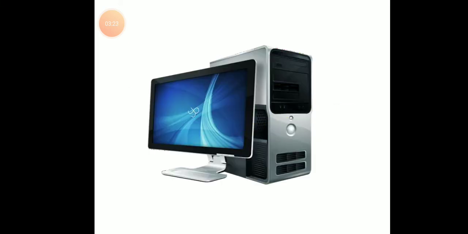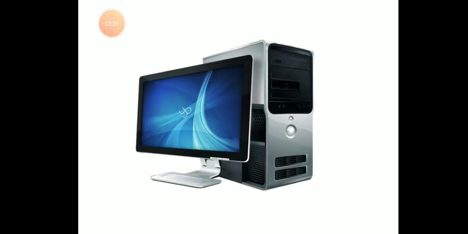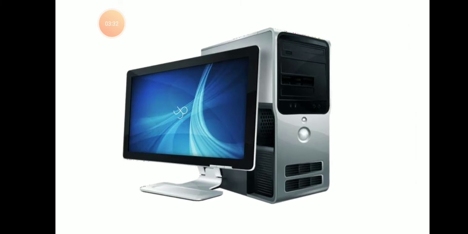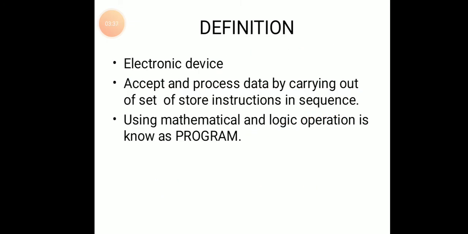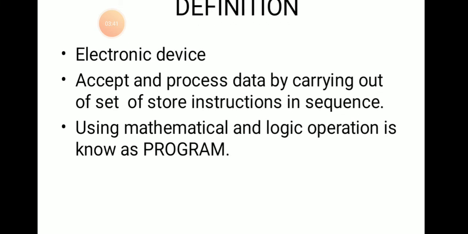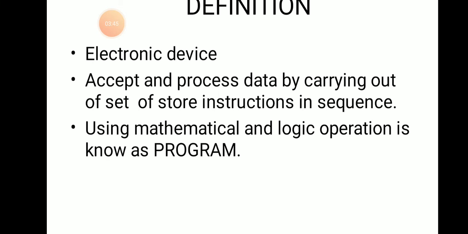So next we'll move on to this, one of the basic structures or a basic picture of the computer and CPU, that is your monitor and CPU. Next, what is the definition of a computer? First of all, a computer is an electronic device that accepts and processes data by carrying out a set of stored instructions in sequence, using mathematical and logical operations, known as a program.